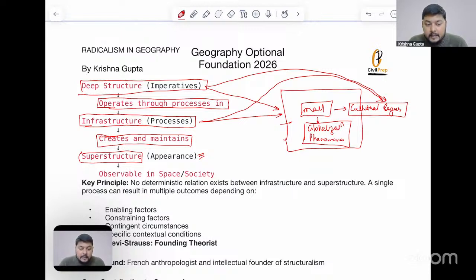And to understand it, we need to see by what process this mall is developed, by what imperatives these deep structures or particular processes are implied, and what are the processes operating in this mall. So to understand the complete concept of the mall, we need to understand the deep structure, infrastructure, and the superstructure also.